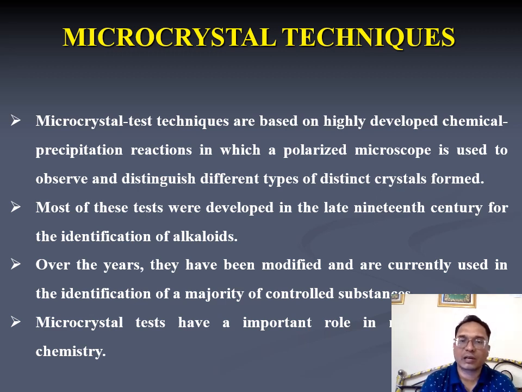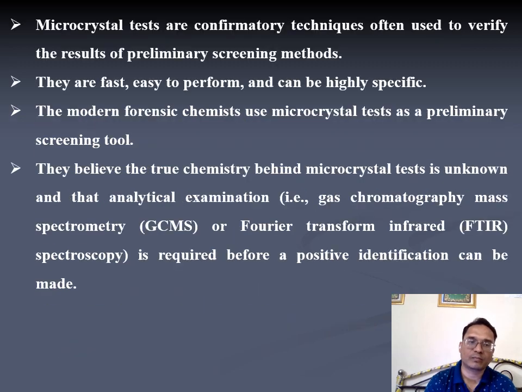Most of these tests were developed in the late 19th century for the identification of the alkaloids, and as time passes, they have been modified and are accurately used in the identification of a majority of the control substances. These microcrystal tests are confirmatory techniques often used to verify the results of preliminary screening methods or preliminary chemical tests. These tests are fast, easy to perform, and can be highly specific. And the modern forensic chemists use these microcrystal tests as a preliminary screening tool.